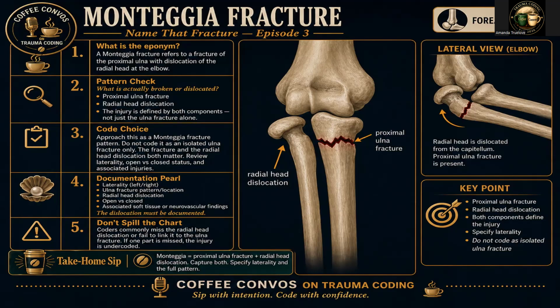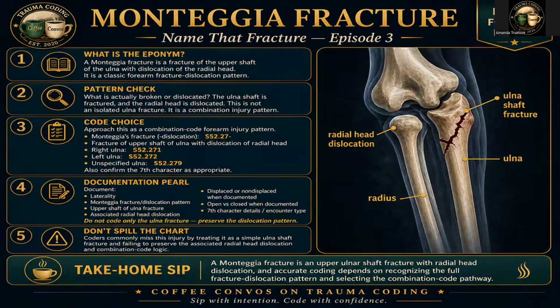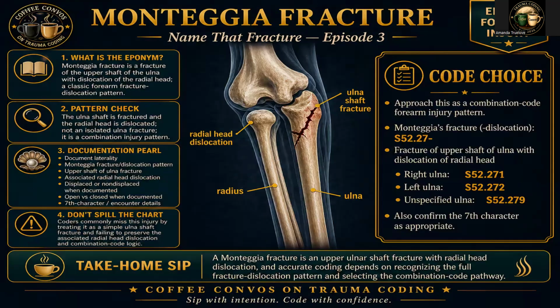It is actually going to be that ulnar fracture plus that radial head dislocation. And the full pattern is going to drive our coding logic. That's important to understand. And understanding the relationship of both of those bones in relation to that elbow joint is critical for our code assignment and how we interpret and can kind of visualize that documentation for that injury.